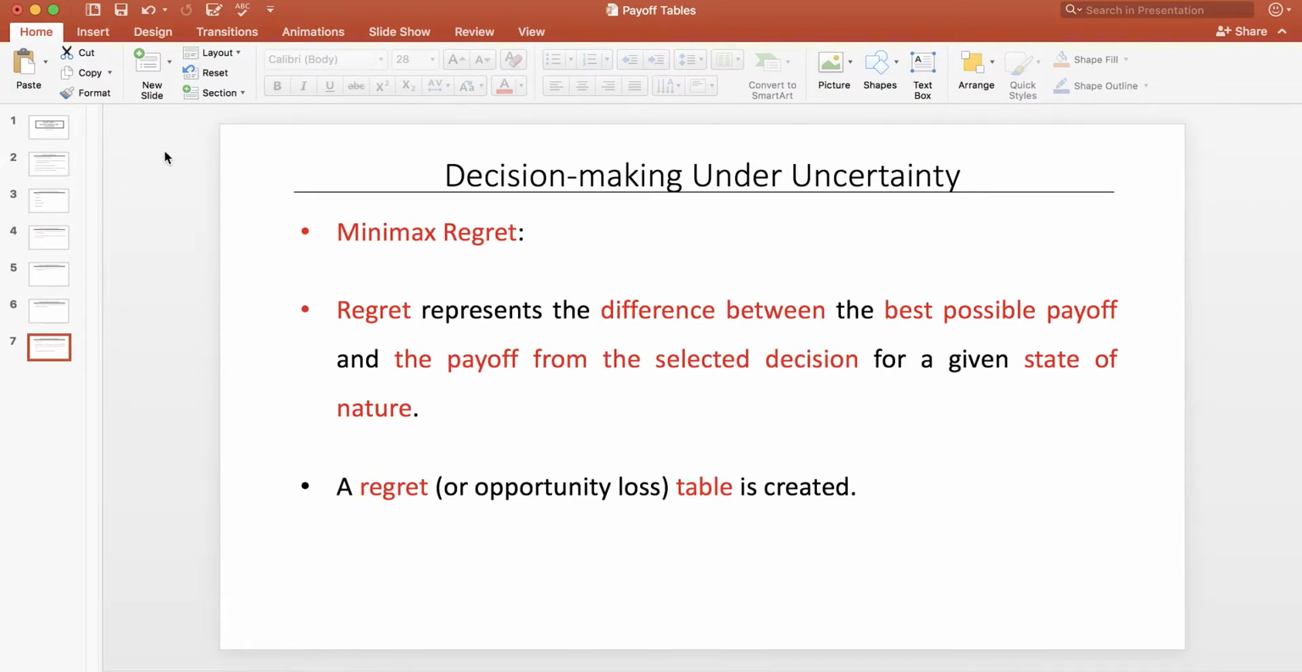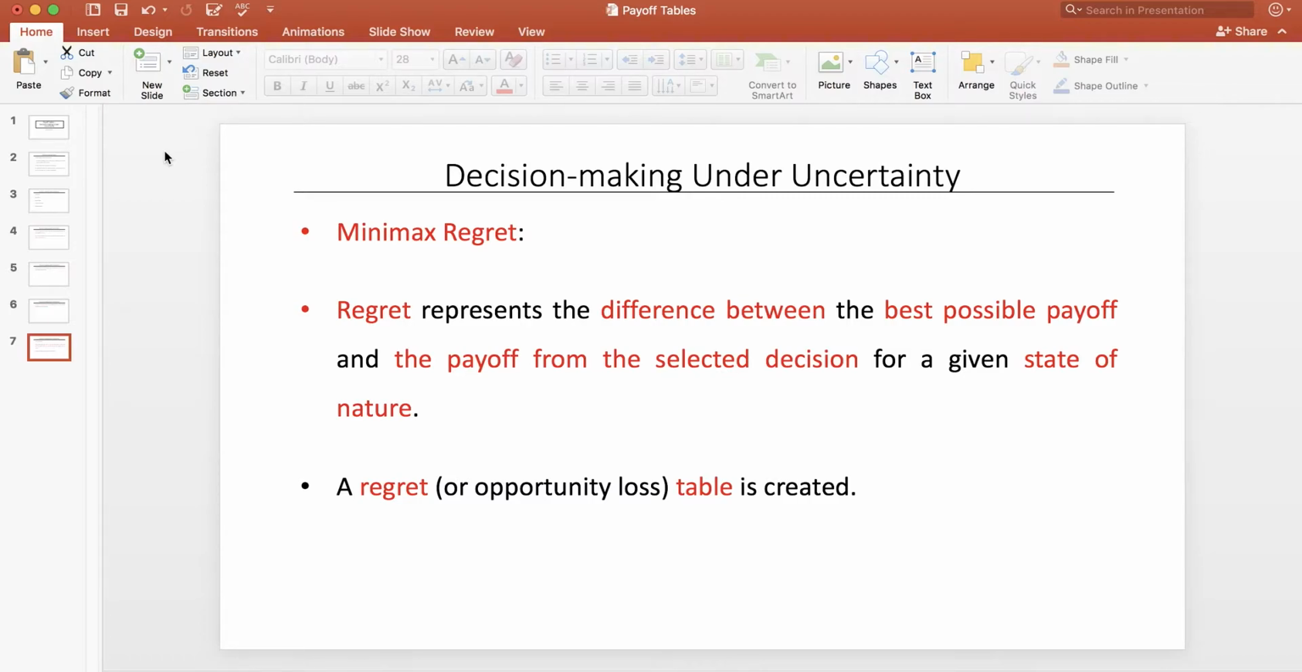And the last one is probably the most complicated one, which is the Minimax regret approach, in which we calculate something called regret, which represents the difference between the best possible payoff and the payoff from the decision that we selected for a given state of nature. So here is what I mean by that. Let's say that when the demand is high or the market is favorable, the maximum money I can make is when I open the store in city A, and that payoff is $100,000.